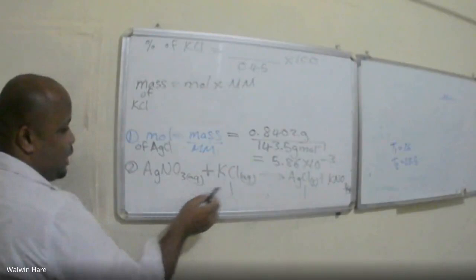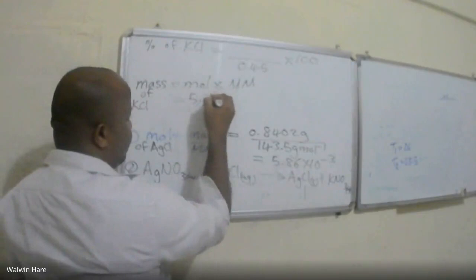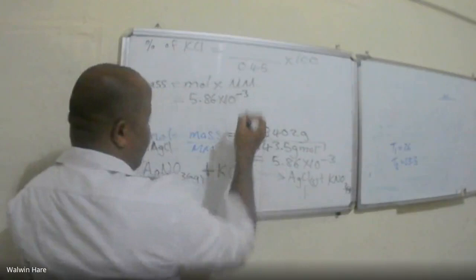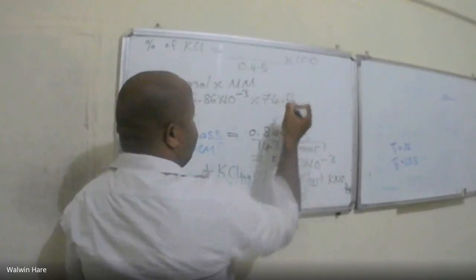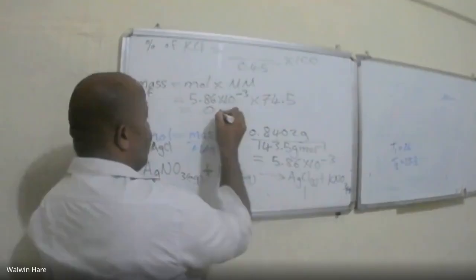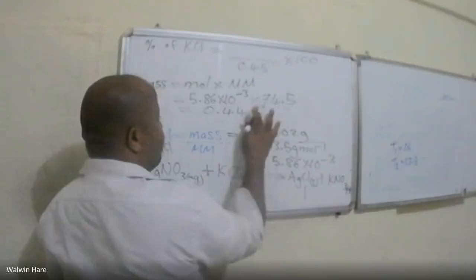So it is 5.86 times 10 to the minus 3. What is the molar mass of KCl? 74.5. How much did I get? Sir, about 0.44 grams. 0.449? 0.44 grams, all right. So there you go.